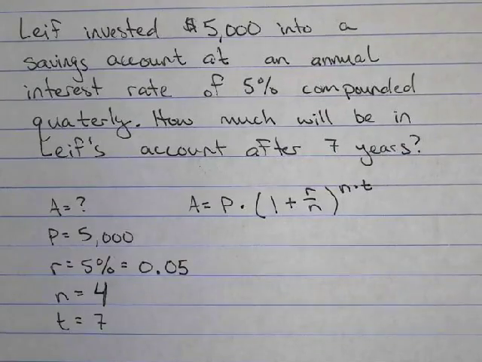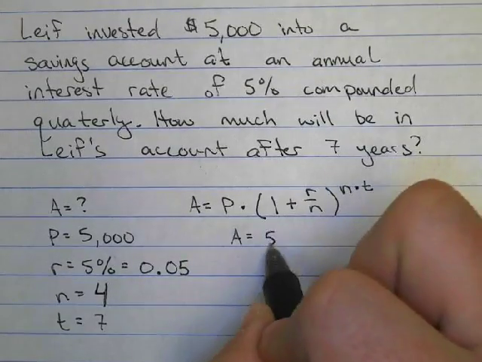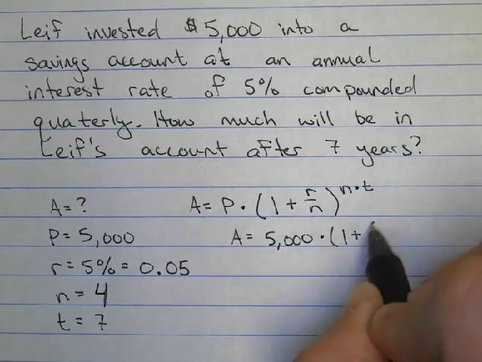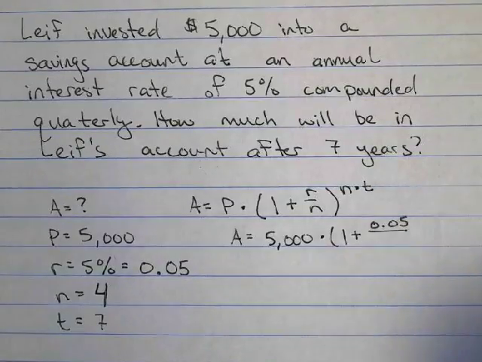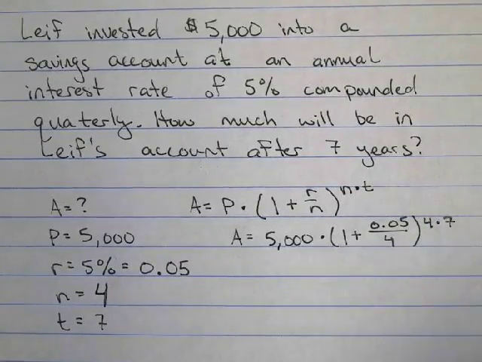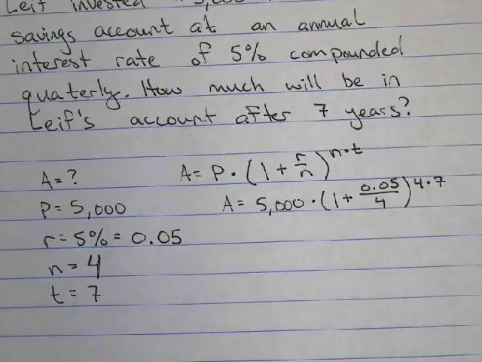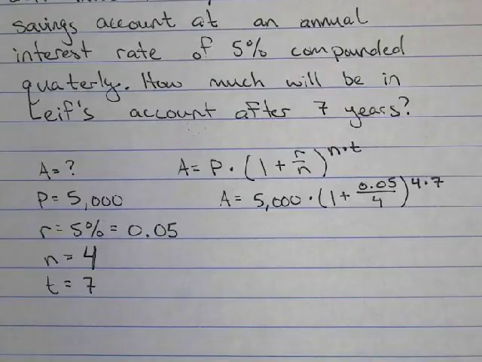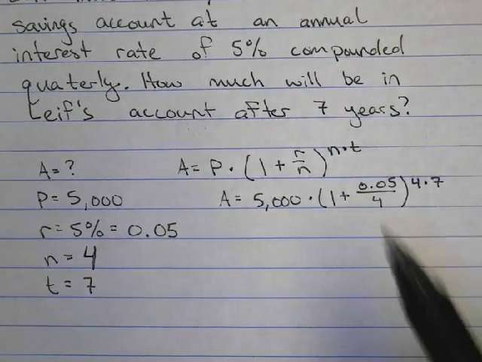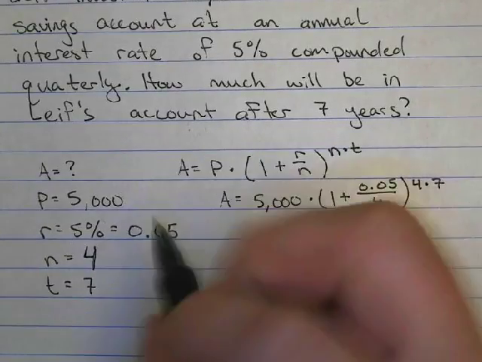Now we just plug all these values in and we solve. So I have A is equal to 5,000 times 1 plus 0.05 divided by 4 raised to the 4 times 7. We use our order of operations as we do this, focusing on what's inside the parentheses first, then moving to exponents, then moving to our final bit of multiplication. So when I look inside my parentheses, I see division, so division will come before addition.